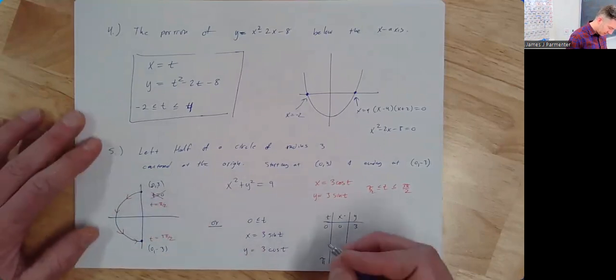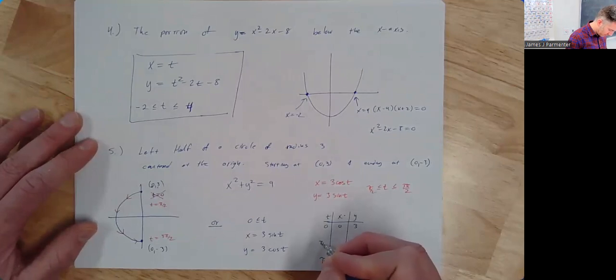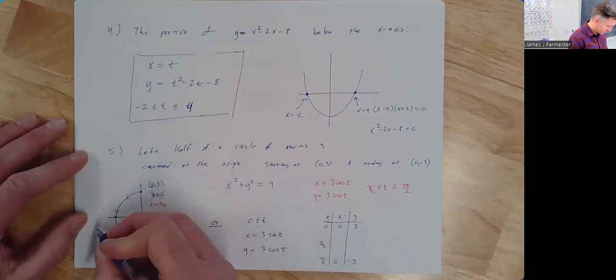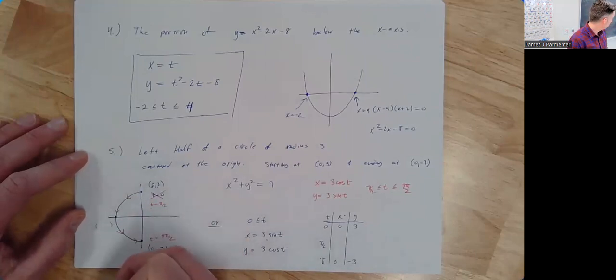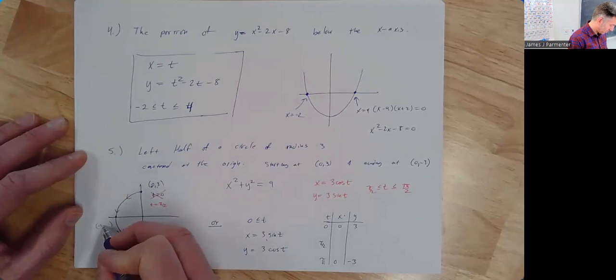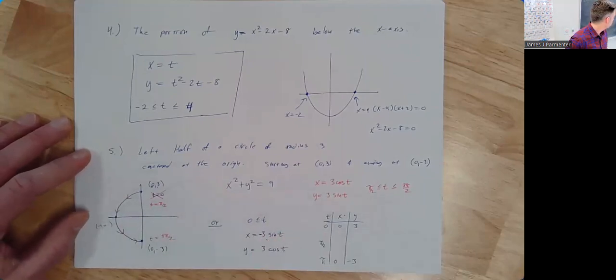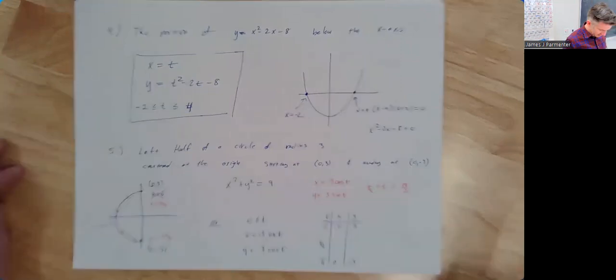Well, let's pick a point in between 0 and pi, like pi over 2. Uh-oh. Sine of pi over 2 is 1. 3 times 1 is 3. But I need my x coordinate to be what? -3. Okay, it's easy to fix. I fixed it.